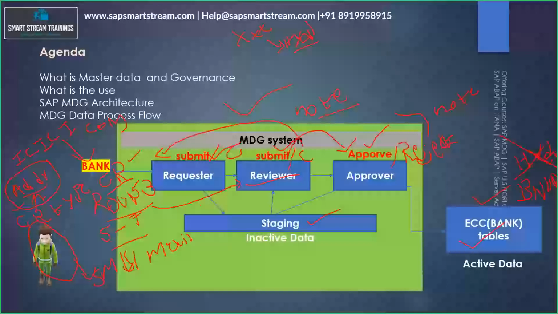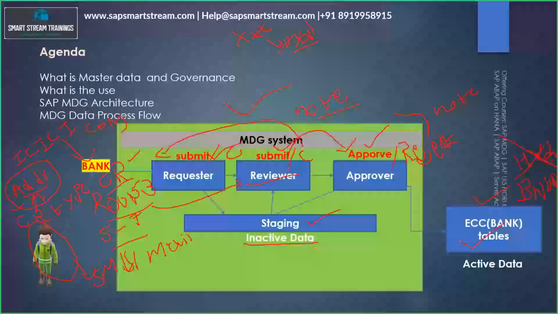So whenever you are entering the data into the MDG, that is not finalized data. That is what you requested. It is not finalized till approval. Once it is approved, then your data is finalized. That becomes accurate data. Till then, whenever data enters the MDG system, it is inactive data, not active data. So that data is stored in the staging area. The staging area holds only inactive data. There is no active data available in this staging area.